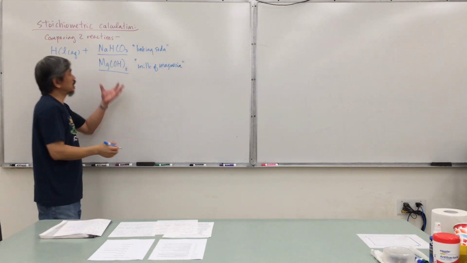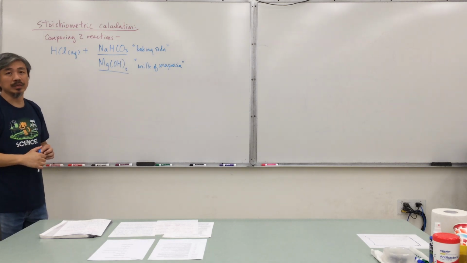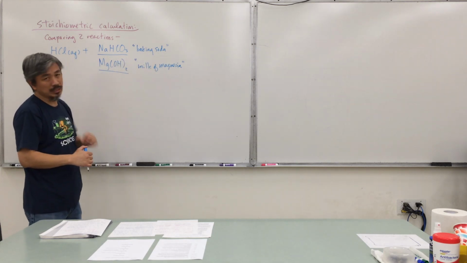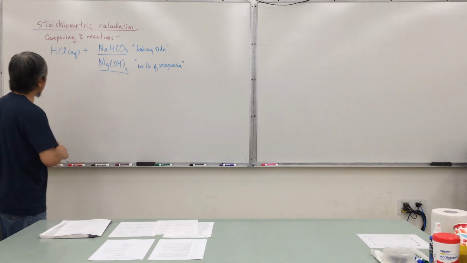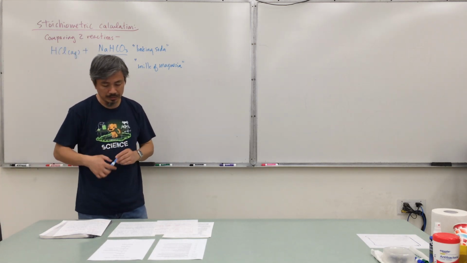So basically, you have solid magnesium hydroxide suspended in a liquid base. So it's not a solution, but it's really a suspension. But that's your milk of magnesia that you can get commercially at Long's or wherever. So let's see which of these now is more effective in neutralizing the acid.